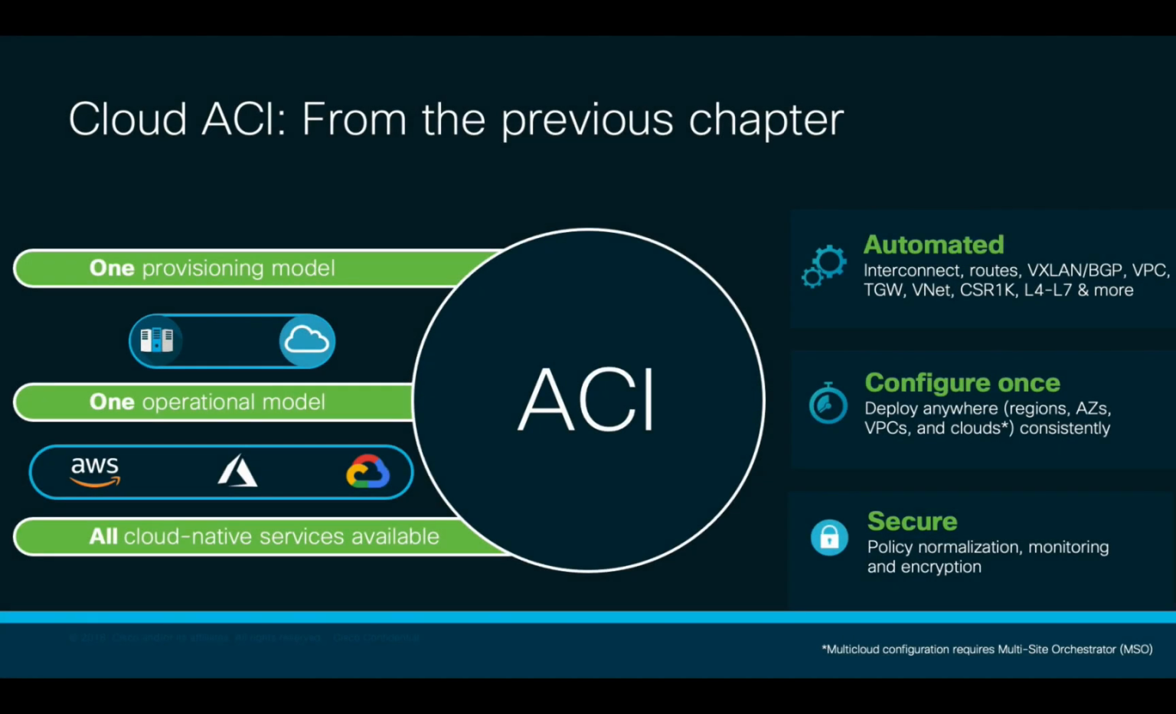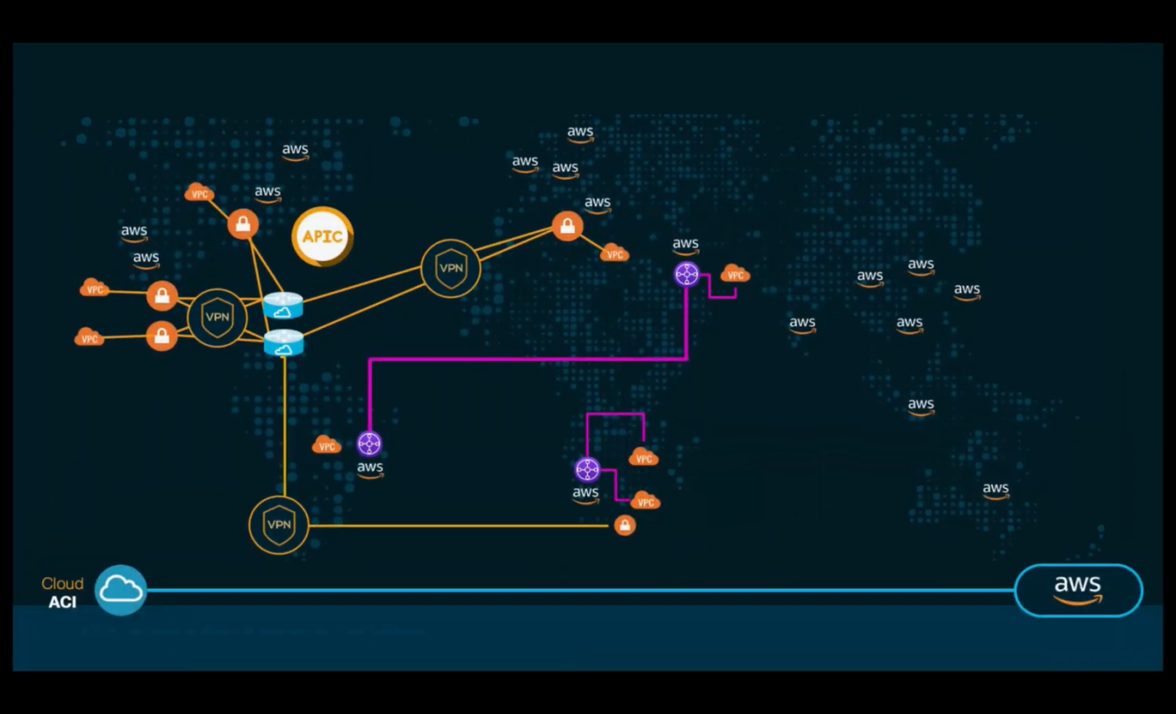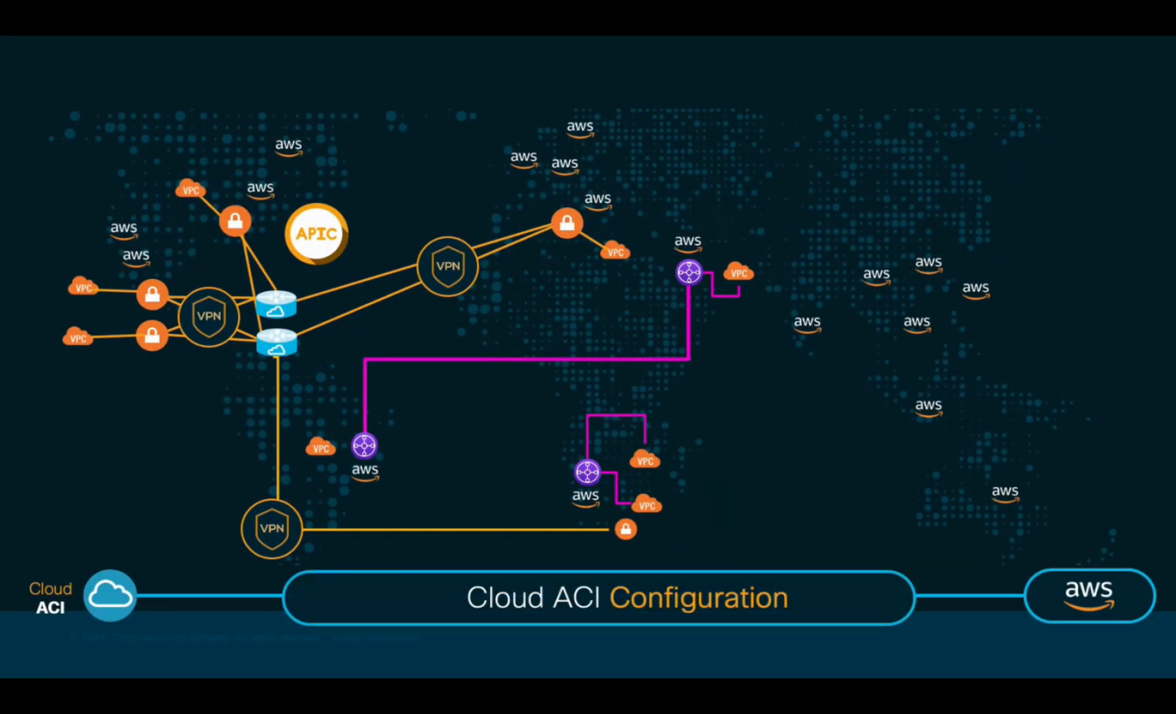In the previous chapter, we talked about Cloud ACI and how it can help organizations integrating or migrating to the cloud faster, providing a single provisioning and operational model for networking services, with embedded automation and consistent security without sacrificing any cloud-native services. Let's now learn how to deploy and configure Cloud ACI on AWS starting from zero.